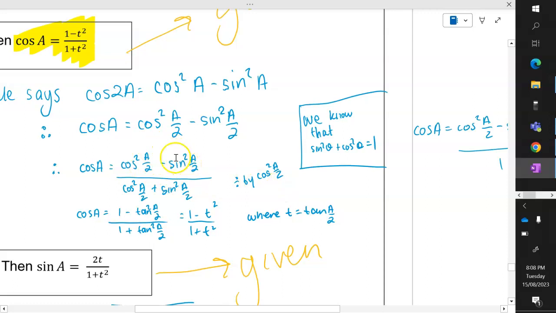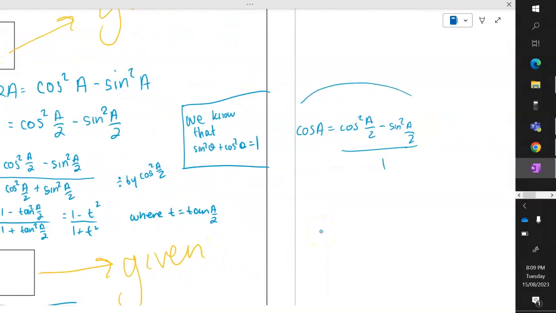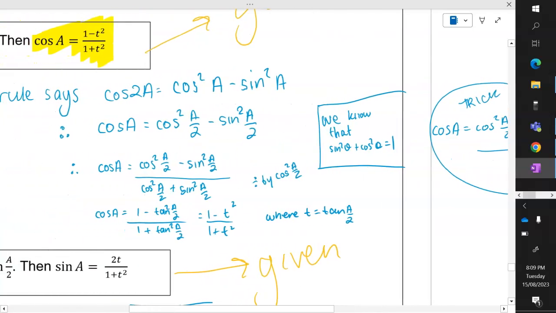So if I divide each of those 4 terms in there by cos squared a over 2, I'm going to end up with cos of a being equal to 1 minus tan squared a over 2 over 1 plus tan squared a over 2. If I let t equal tan a over 2, I can write that as 1 minus t squared over 1 plus t squared. So the little trick you need to know sits over here. Okay, I'm going to call it a little trick. It's not a little trick. Really, we're just replacing the 1 by a trig identity.